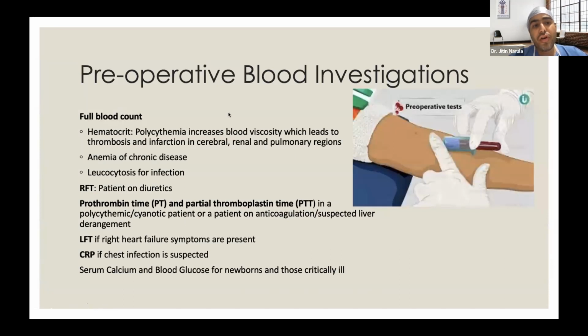Preoperative blood investigations: always obtain a full blood count. Hematocrit is essential because the patients could be polycythemic, and it has its own side effects of increased blood viscosity, thrombosis, infarction. They could be having anemia of chronic disease and leukocytosis for infection. Obtain an RFT for patients on diuretics. PT-INR if a patient is polycythemic or cyanotic or on anticoagulation. Liver function test is required if the patient has heart failure symptoms. And CRP if an associated chest infection is suspected. Calcium and blood glucose, we would get done for newborns or those who are critically ill.